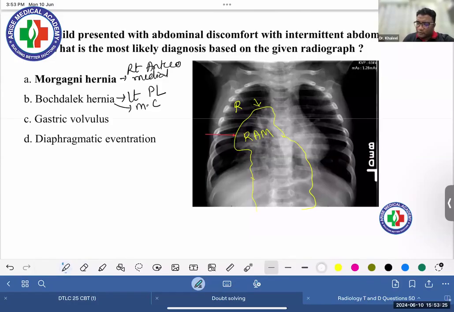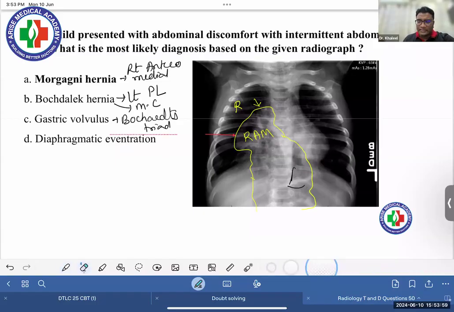Gastric volvulus would have Borchardt's triad, right? So you have the classic retching without vomiting, epigastric pain, and inability to pass the nasogastric tube, and you will see the coffee bean-like appearance at the epigastrium. That is gastric volvulus. Diaphragmatic eventration also, again, the diaphragm will appear much higher and the bowel loops will come there. So that is diaphragmatic eventration.